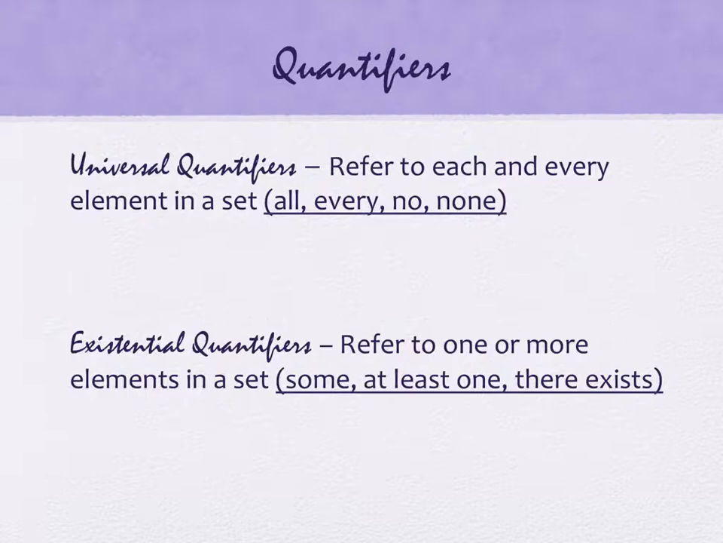There are universal quantifiers. They refer to each and every element in a set. Words like all, every, no, or none. These are the statements that your parents get mad at you when you say it, something like, you always forget to lock your door, right? And you're like, no, yesterday I remembered, right?